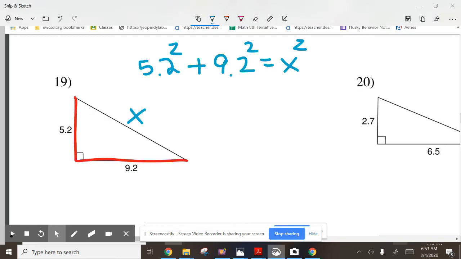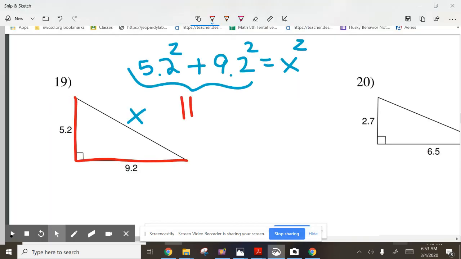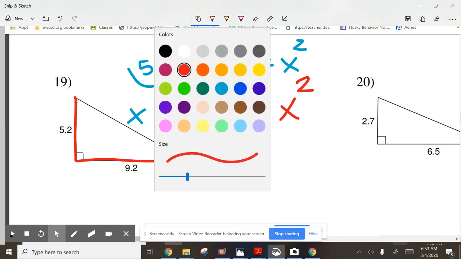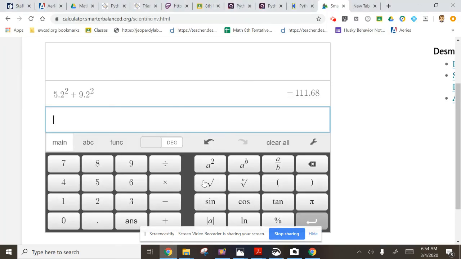So you're going to go back here and set all of this equal to 111.68, equals x squared. We know what to do here. We're going to take the square root, and 111.68 goes in. Then this one says round maybe to the tenth.